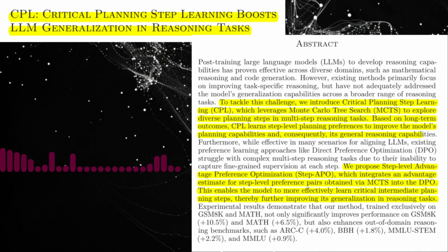The paper introduces CPL, a novel method for improving LLM reasoning capabilities by focusing on learning effective planning strategies. CPL leverages MCTS to explore diverse planning steps and learn step-level preferences using Step-APO, a new approach that incorporates advantage estimates into the DPO framework. The paper demonstrates that CPL significantly enhances both in-domain and out-of-domain reasoning performance, highlighting its potential for developing more generalizable and robust LLMs. This was a very insightful discussion on CPL and its implications for LLM reasoning.